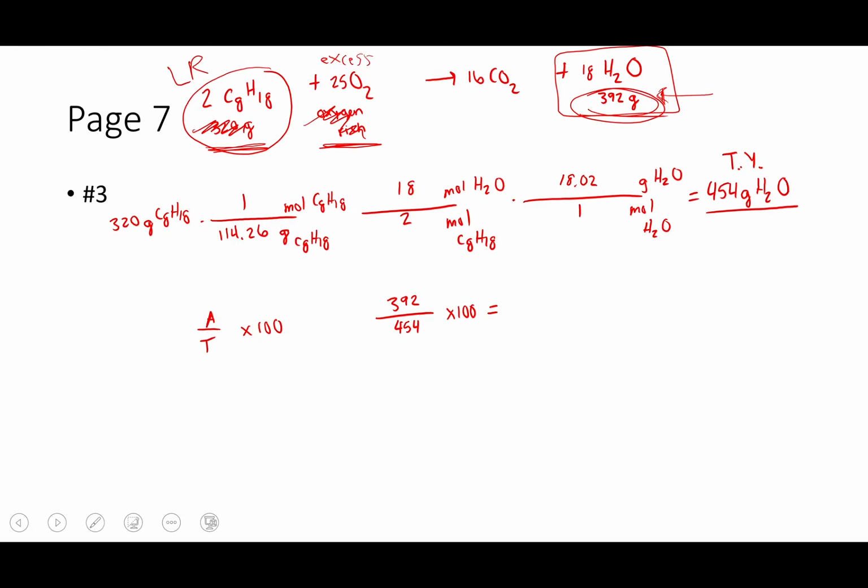So my percent yield is going to be 86%. So that's okay. That's like a B, right? You'll never turn down a B when it comes to your chemistry test, right? So it's pretty good. Obviously, we want 100%, but sometimes, especially with combustion reactions, that's kind of hard to come by. Okay, so let's look at number 5.